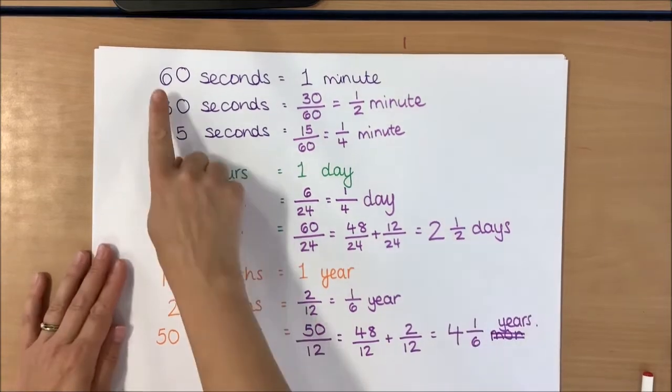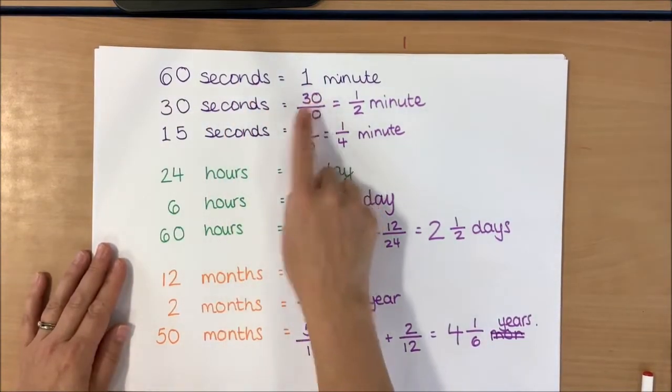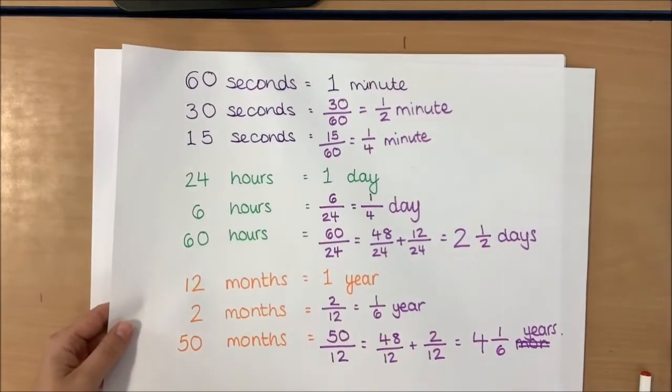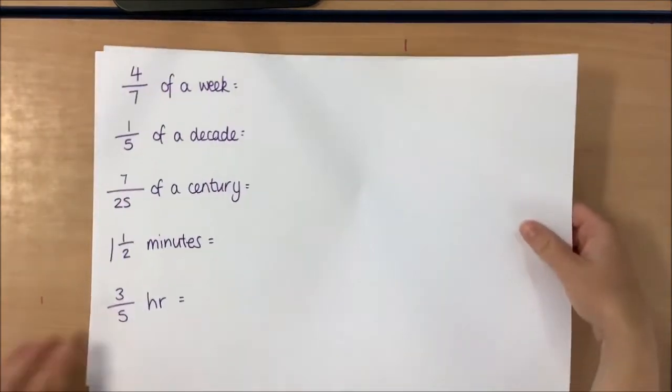So as long as you know what you're starting with, you just put it as a fraction and then simplify it down. Now we're going to do some where we start with the fraction.